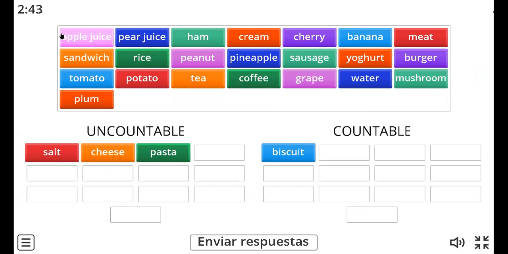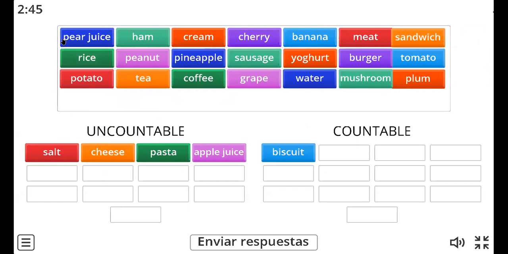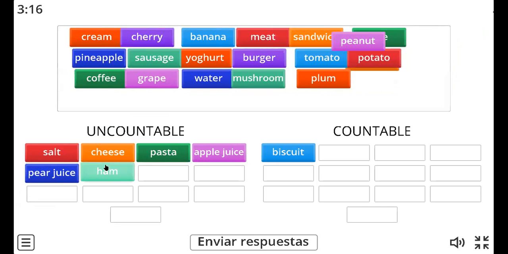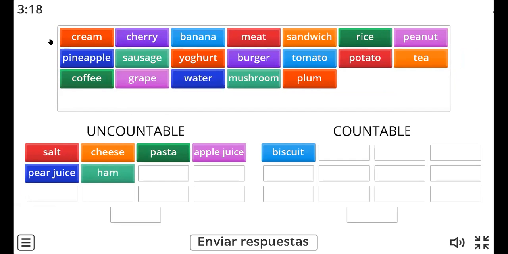Apple juice? Uncountable. And how about this one, fruit juice? Uncountable. Okay, how about ham? What is ham, by the way? Ham is a type of meat. Yeah, uncountable. El jamón. So it's ham. Yeah, right.